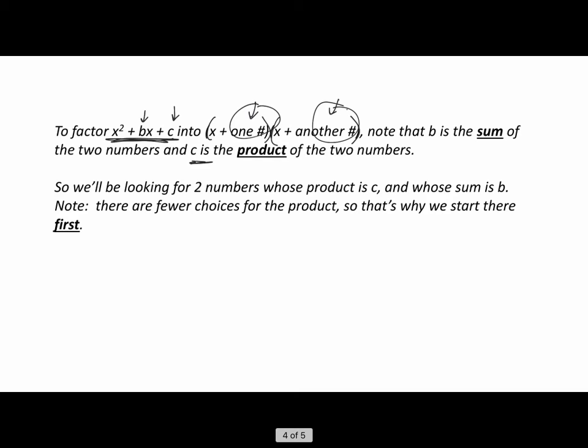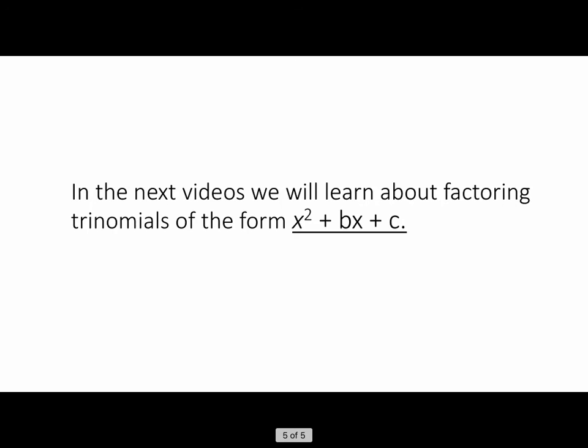And because there's fewer choices for a product, we're going to start there first. If we looked at the sum, there's an infinite number of choices we could have for a sum, but not for a product. So in the next videos, we'll learn about factoring trinomials of the form x squared plus bx plus c.